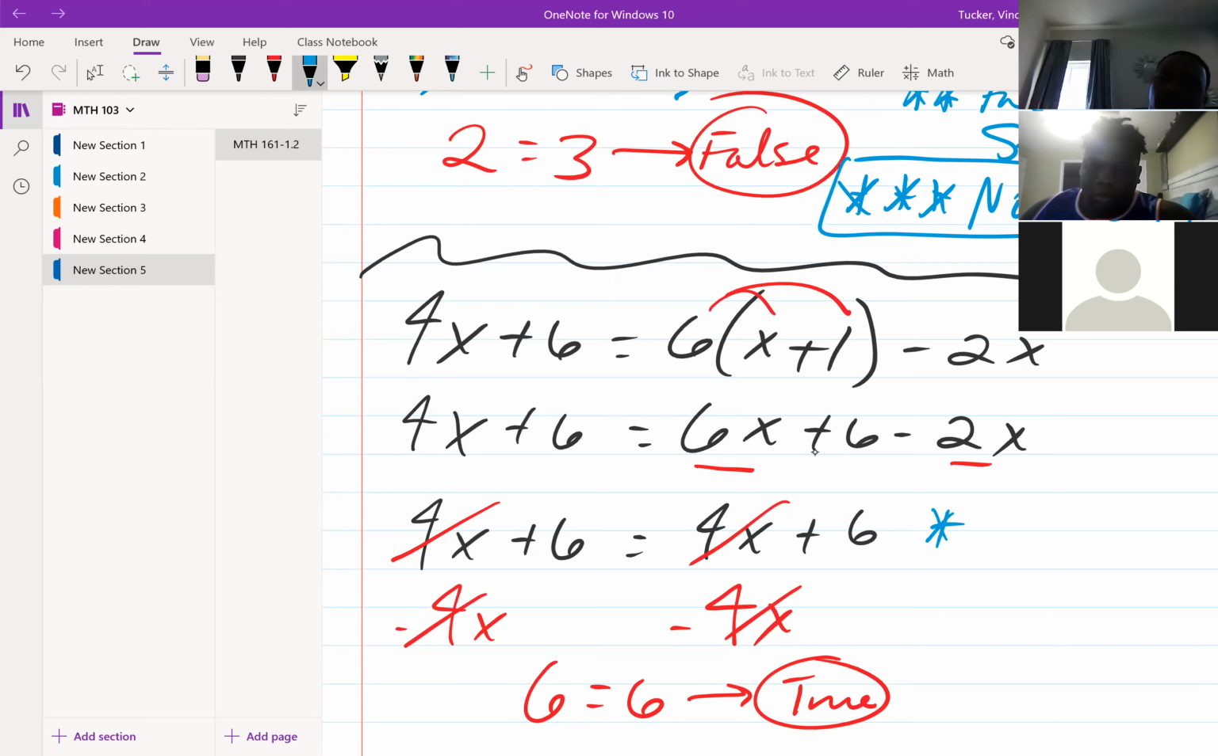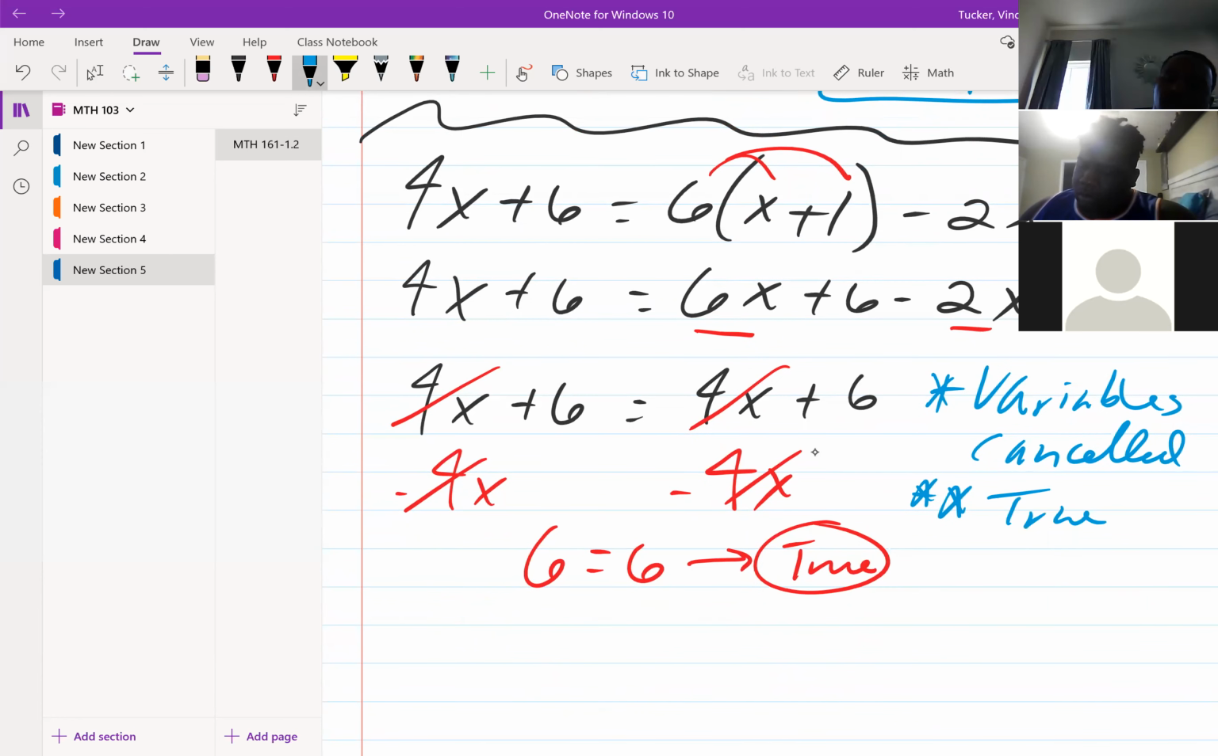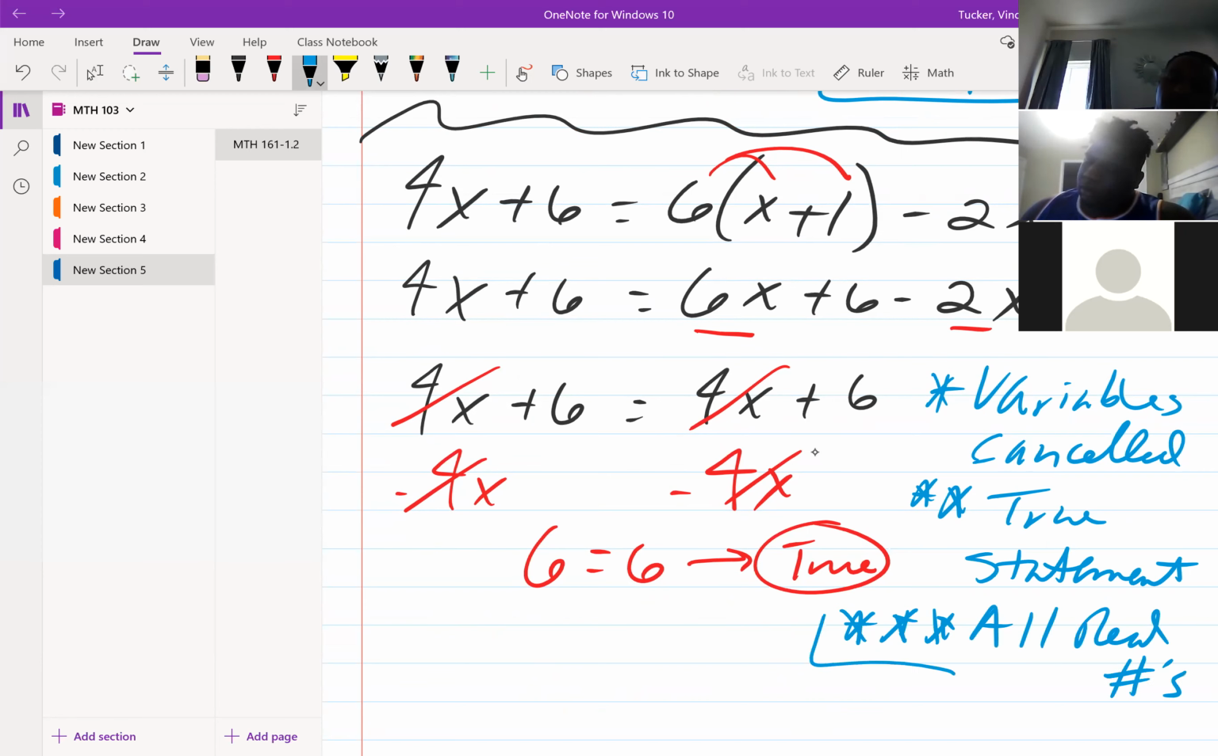So variables canceled. Your variables cancel and you end up with a true statement. Your answer will be all real numbers. So in the previous example, there's no value I can plug in that would make that a true statement. There's no solution. In this example right here, I can plug in anything and it'll work. I can plug in any value and it'll make it a true statement. Any number you like.